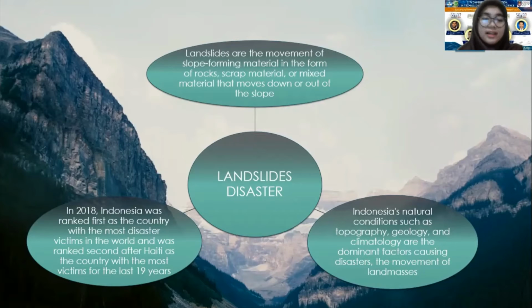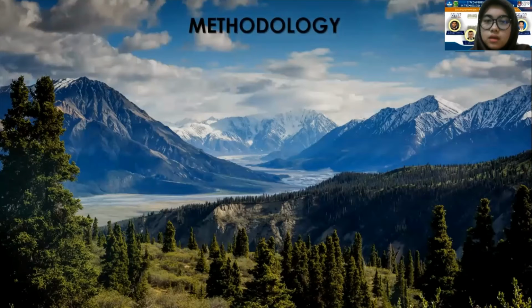In 2018, Indonesia was ranked first as the country with the most disaster victims in the world and was ranked second after Haiti as the country with the most victims for the last 19 years. Indonesia's natural conditions such as topography, geology, and climatology are the dominant factors causing disaster, the movement of land masses.